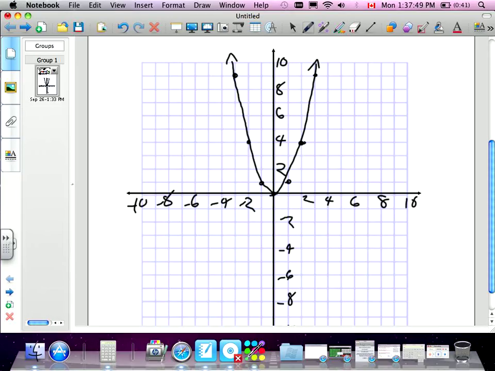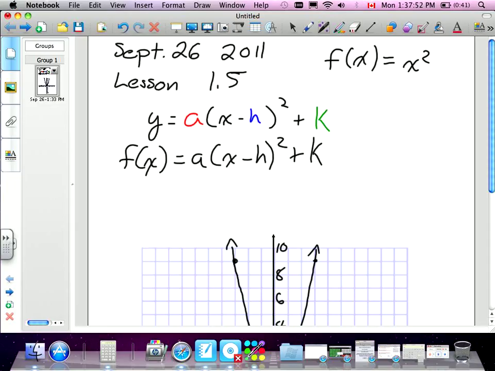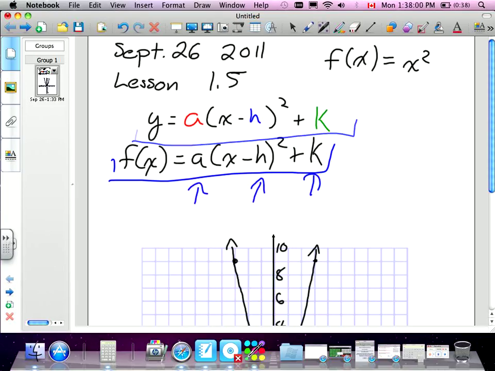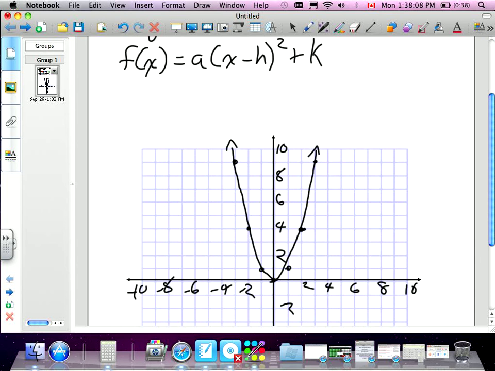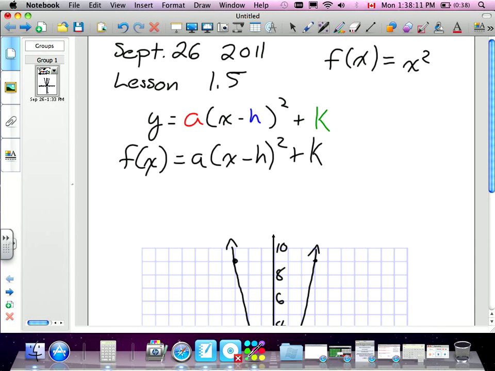Okay? The reason I've given you this new function here, in the f of x version, is because a, h, and k represent changes on the graph. What we're going to be working on is having the original graph, like we do down here, and making movements to it. So first off, we know that h moves our graph left and right. K moves our graph up and down. And a deals with stretching and compressing, so let's say S and C.